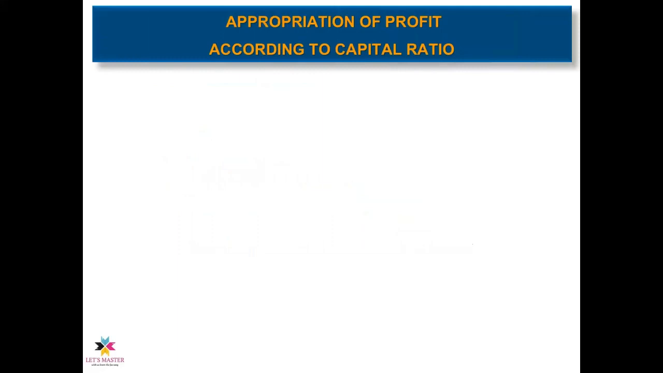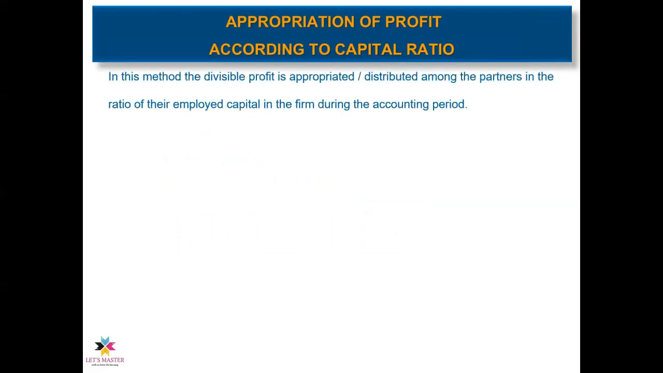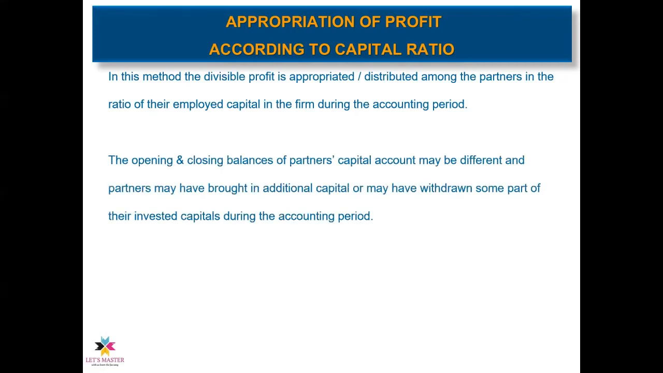Let's move on. Appropriation of profit according to capital ratio. In this method, the divisible profit is appropriated or distributed among the partners in the ratio of the capital employed in the firm during the accounting period. The opening and closing balances of partners' capital accounts may be different, and partners may have brought in additional capital or may have withdrawn some part of the invested capital during the accounting period.